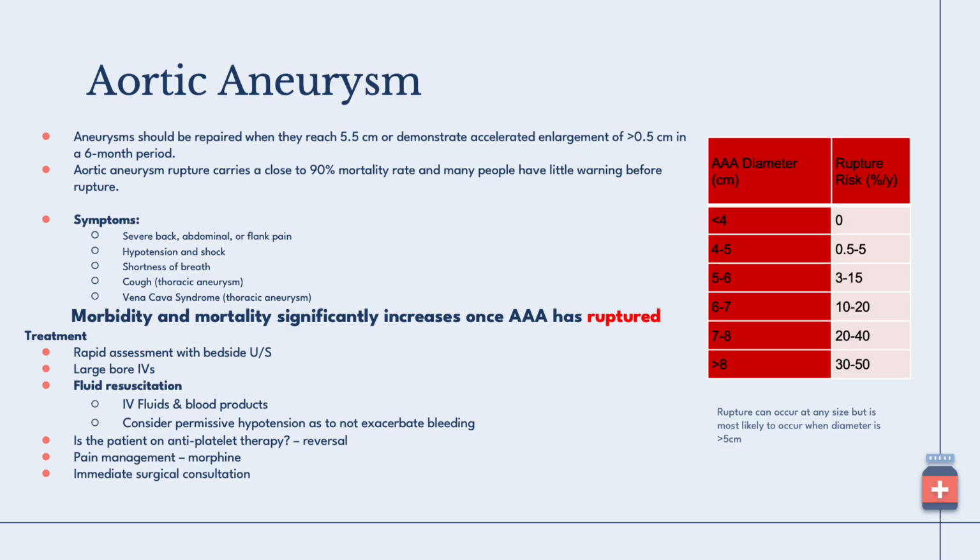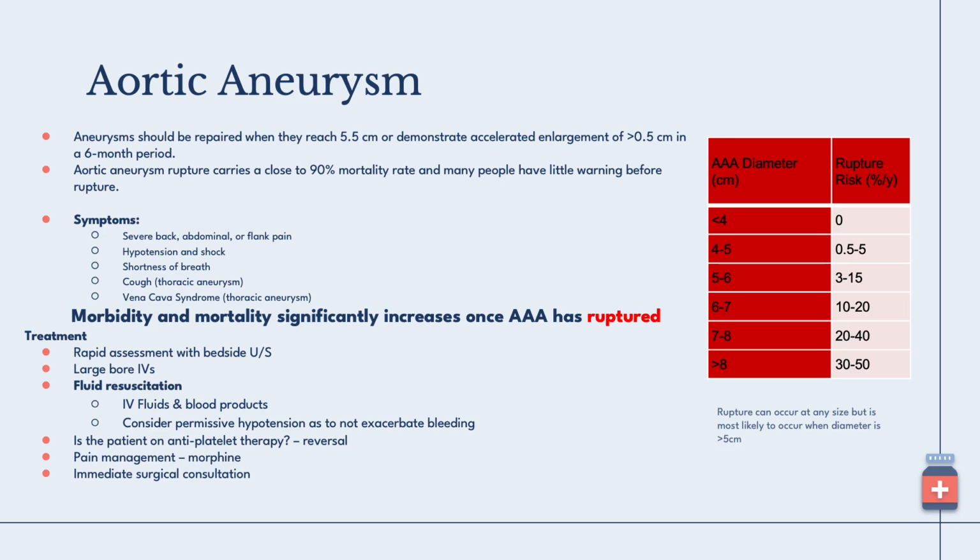At my center, for every 4 packed red cells, we would give 2 units of FFP, 1 pack of platelet pheresis, and 1 unit of cryo. Consider keeping your patients hypotensive. Again, at my center, we like to keep them under 100 systolic BP. That's important to protect the integrity of the vessel.